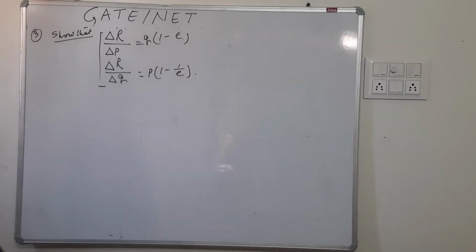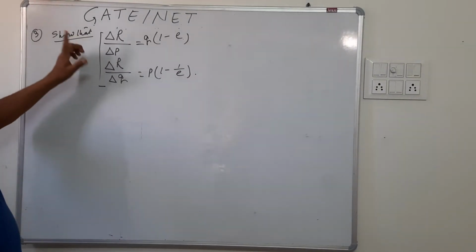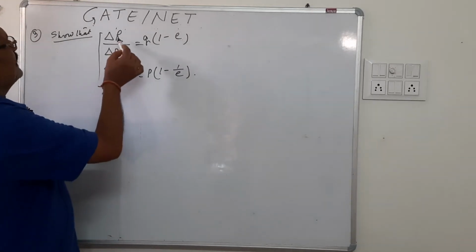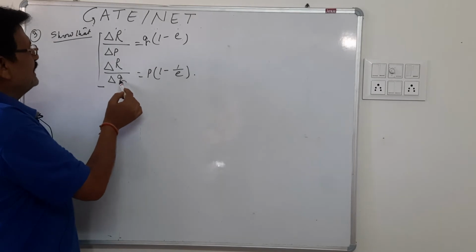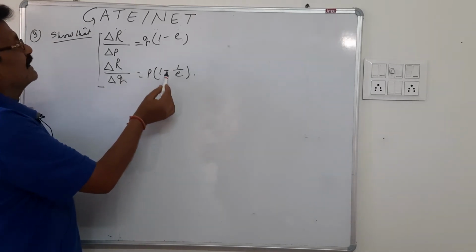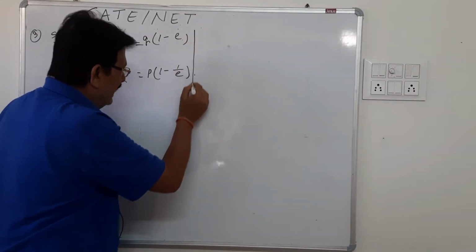This is the answer. Here these two things have been asked: delta R by delta P is Q into 1 minus E, and delta R by delta Q is P into 1 minus 1 by E. A little bit of algebraic work.